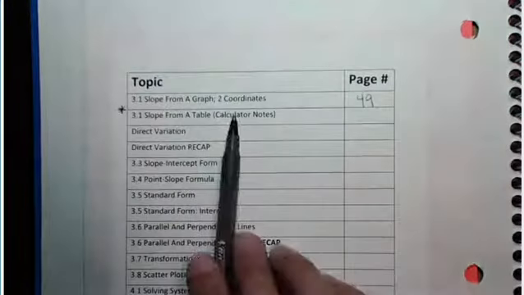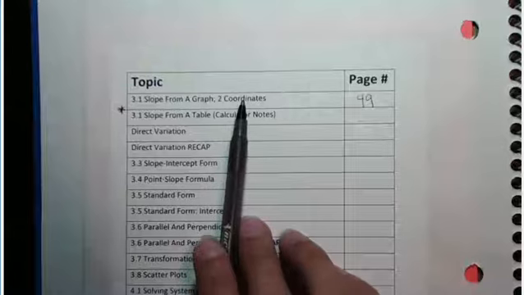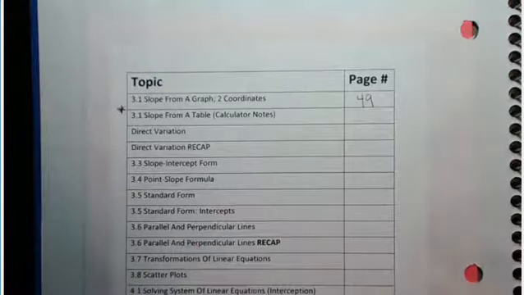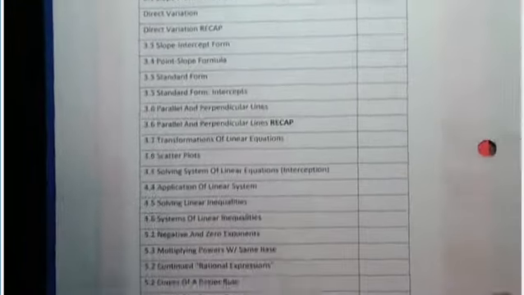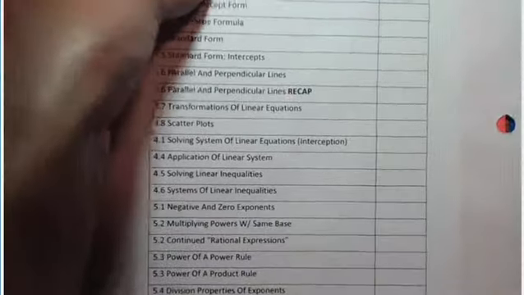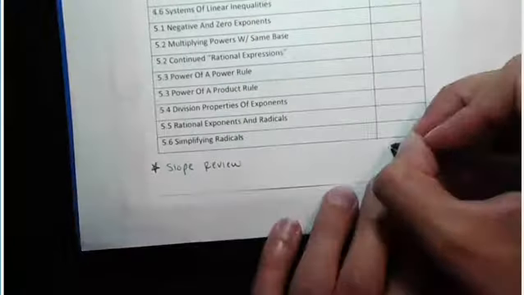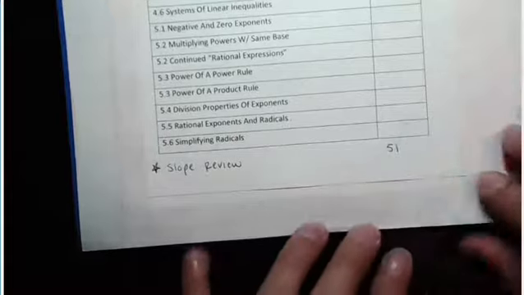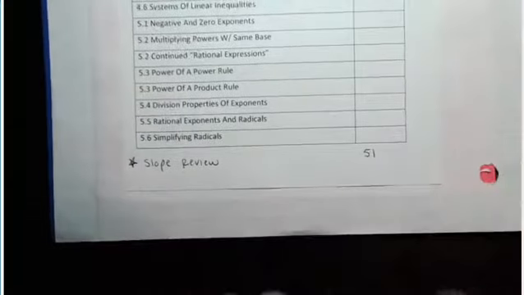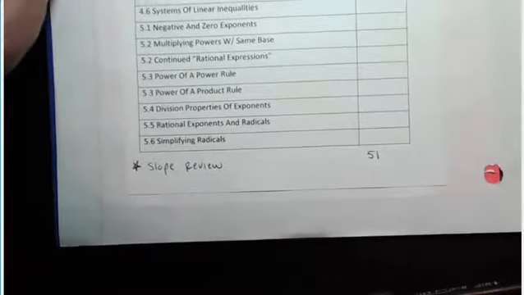I'm going to go ahead and put a star between the calculator notes and what we did the last time. And at the bottom of my table of contents, I'm going to put my little star down here. And I'm going to put slope review. And this is my page 51. So go ahead and label that based off of your page number that you're currently on.